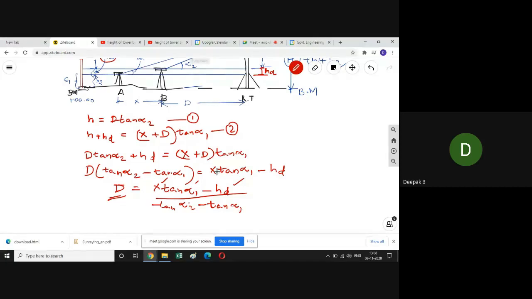If I'm wrong, just point it out. All of these are known values. The unknown value was D, it was not measurable, so we have just calculated it. Any problem? Please ask if there is any. If there is no problem, just say there is no problem. No problem, sir. Okay, so now we are going to the first equation.